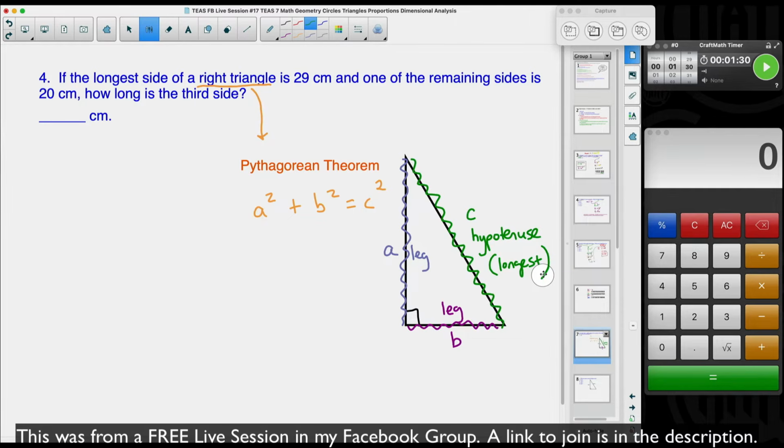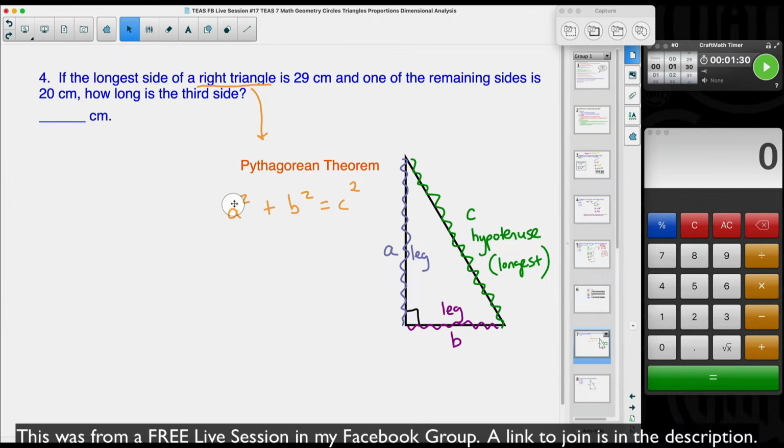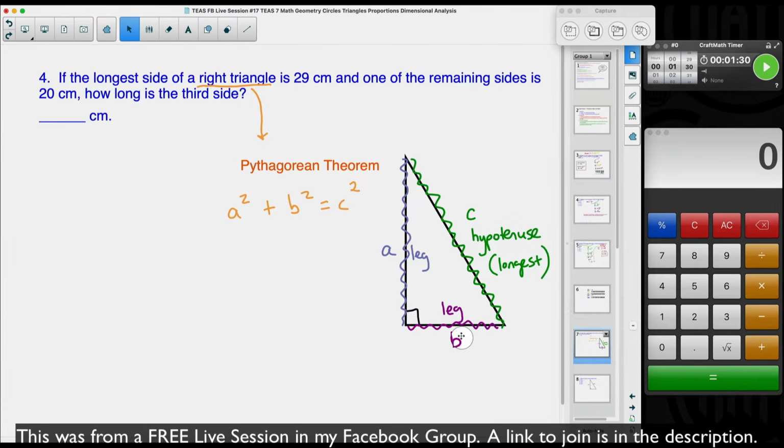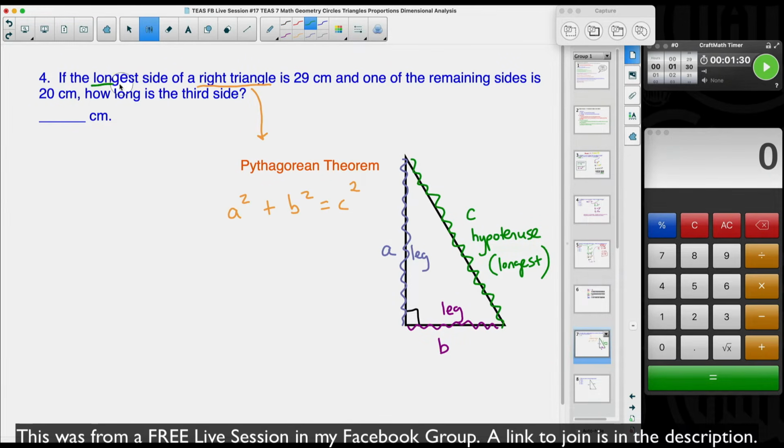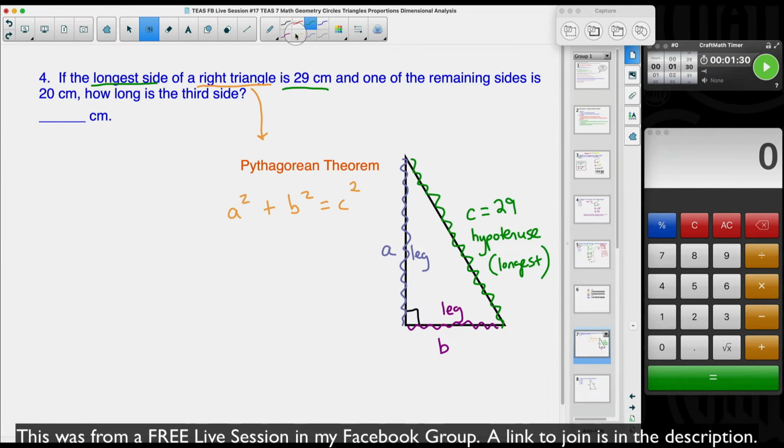Guaranteed longest side. So now let's look back at this problem. We got a right triangle, Pythagorean theorem. We know what A and B represent. They represent the sides that make our right angle. And look at what we're given. We are given the longest side is 29. So that means this hypotenuse, which is always our longest side, is guaranteed to be 29.